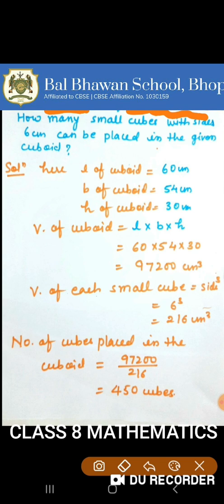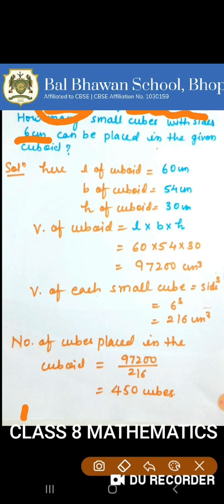The question says that there are small cubes with side 6 centimeter. Those small cubes are to be placed in the cuboid. Then we have to find out how many such small cubes can be placed. Means here we are placing small cubes into a cuboid, that is, inside a cuboid. That means this question is related to volume. So first of all, in which container do we have to place? We have to place into the cuboid. That means we will find out the volume of the cuboid.